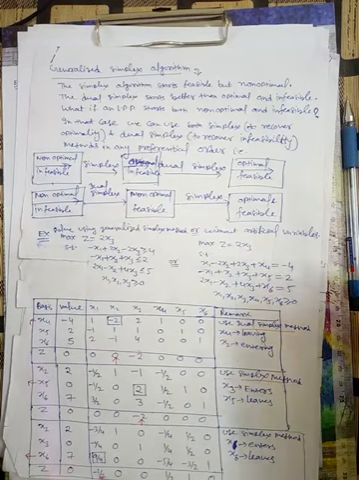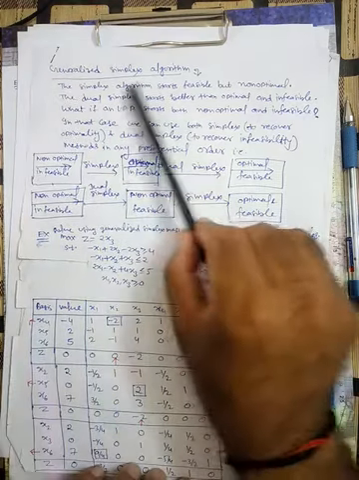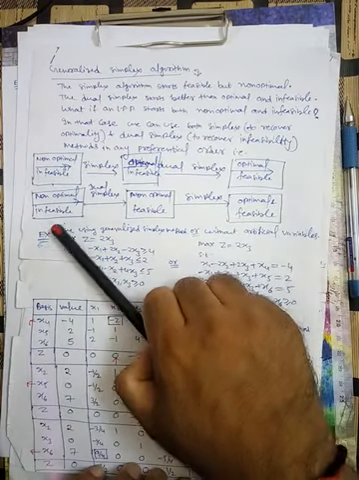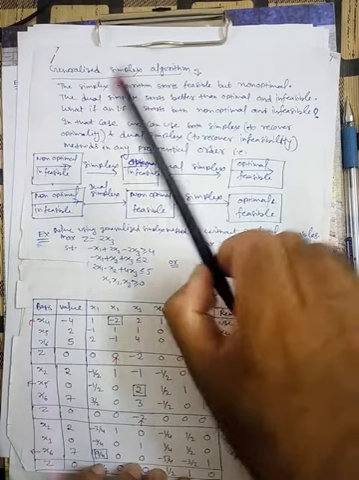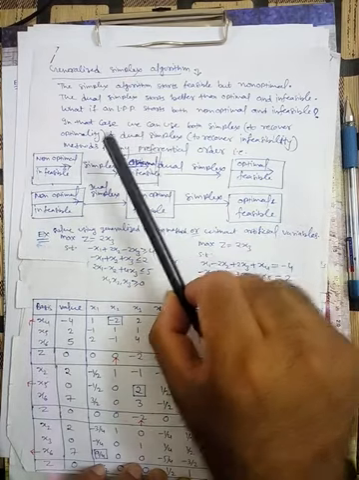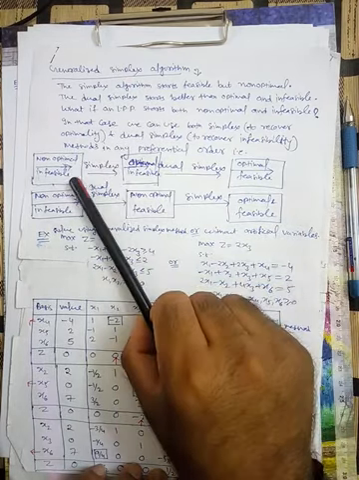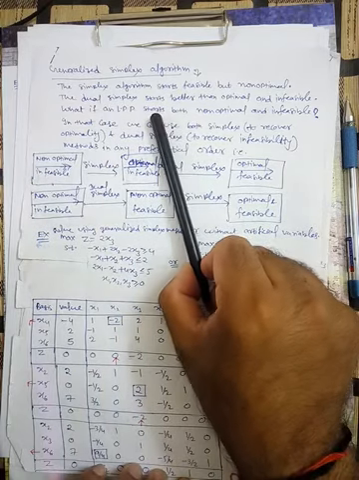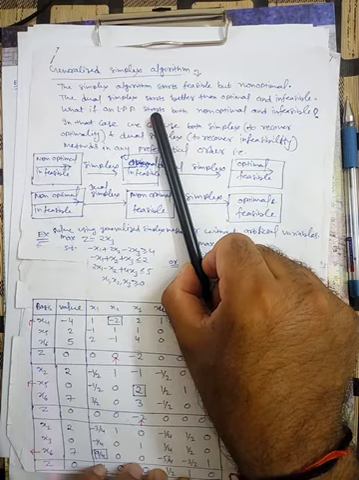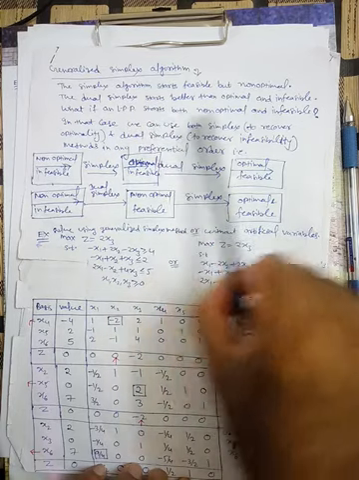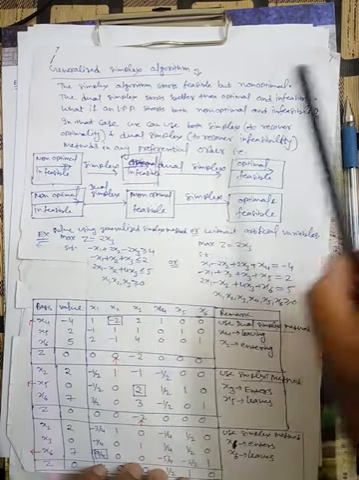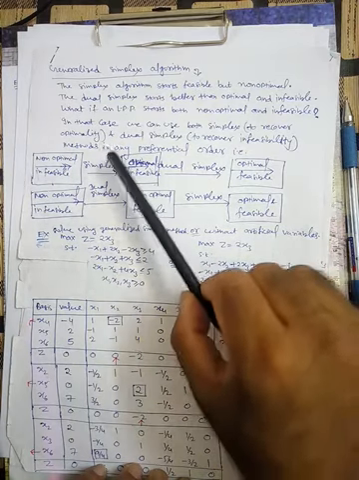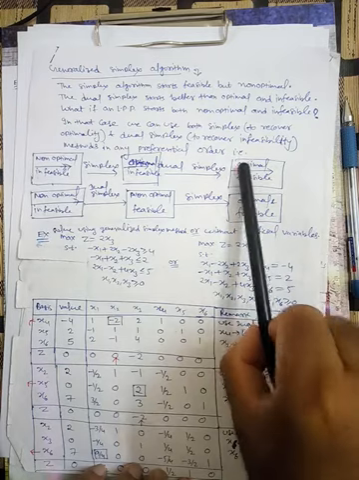Dear students, in this video, we will discuss the generalized simplex algorithm. The purpose of the generalized simplex method is this: suppose we have a problem which is neither optimal nor feasible. Then how do we deal with that problem? Because the simplex method deals with problems which are feasible but not optimal. Similarly, the dual simplex method deals with problems which are infeasible but optimal.